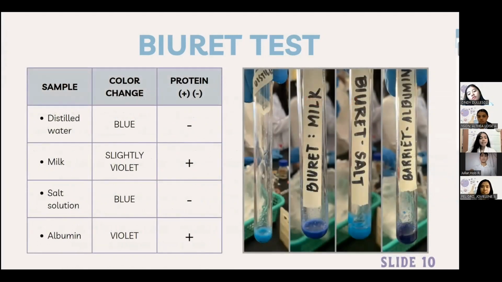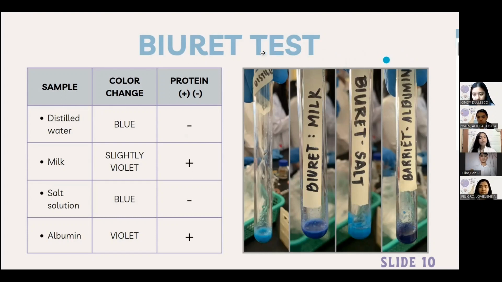Okay, so in testing the distilled water, the blue color appeared when the biuret reagent was added. This indicates that there is no existence of protein in the sample. In the milk, the color that was visible was slightly violet, indicating that there is a presence of protein in the sample. However, the existence of protein is not that strong for it to fully show the shade of the color violet. So for the salt solution, there is also no protein present as the color turned to blue when the biuret reagent was added, which means that there is no protein in the sample.